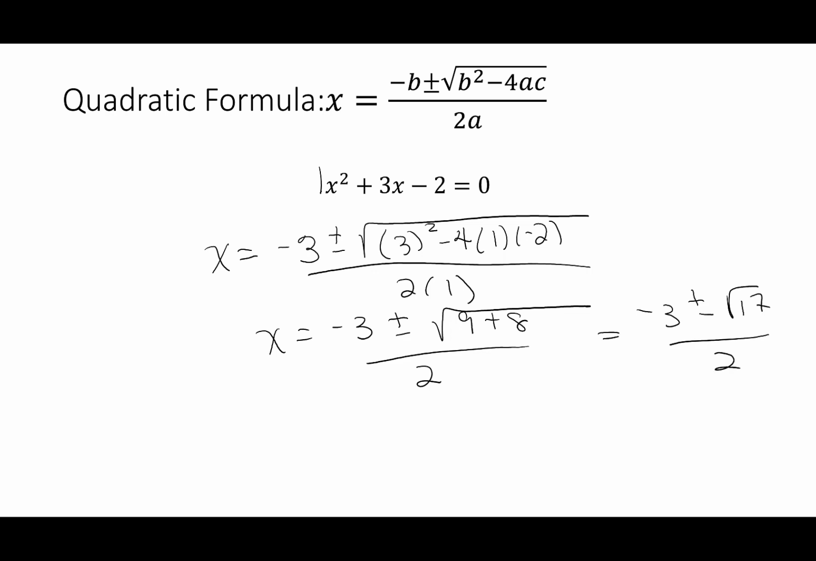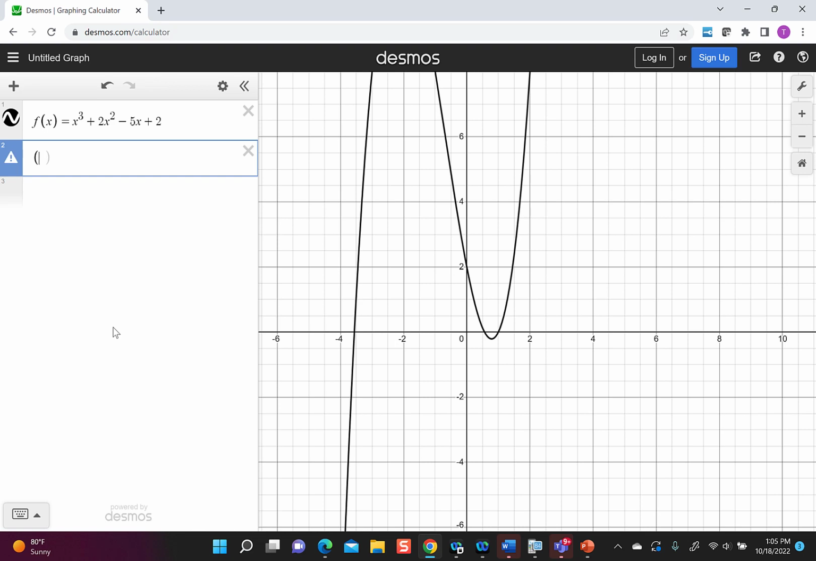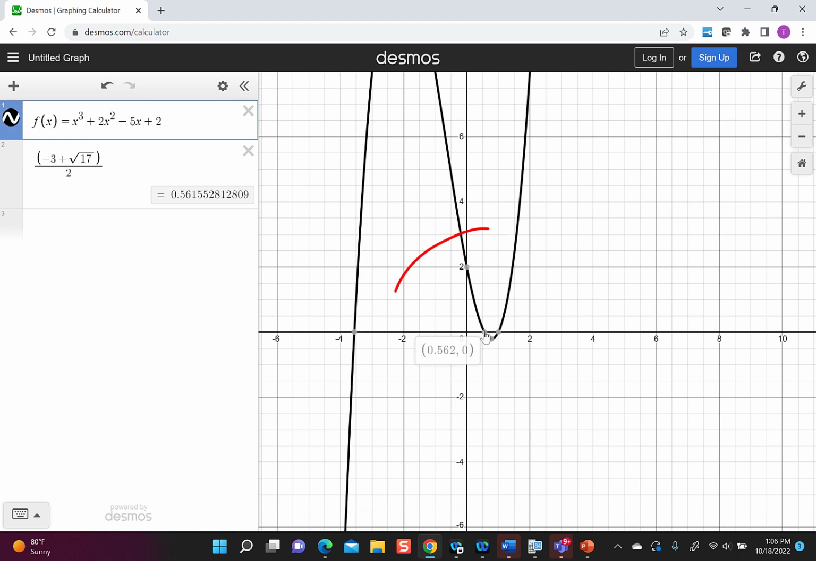Let's go back to Desmos real quick so I can show you something about that. I'm going to put this in parentheses so I don't lose anything. Negative 3. Let's just do plus the first time. I'm going to do the square root of 17 and then divide by 2. And do you notice I get a 0.56, which is what we had over here when we were looking at our intercepts earlier. So watch if I just switch this plus sign to a negative sign. Here's this negative 3.562.